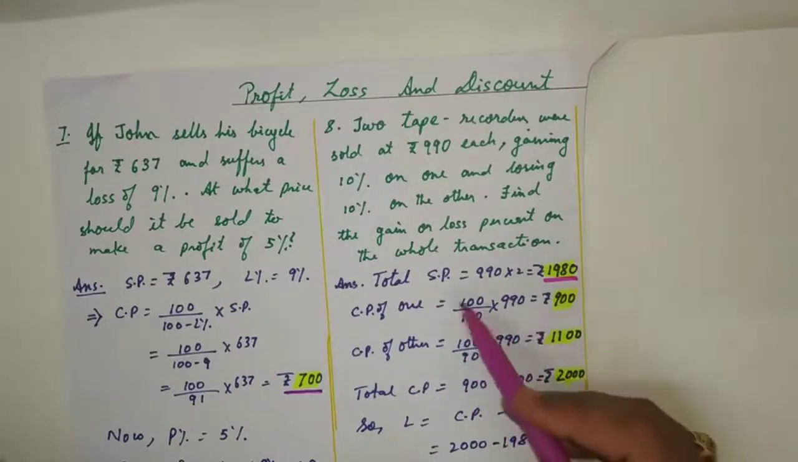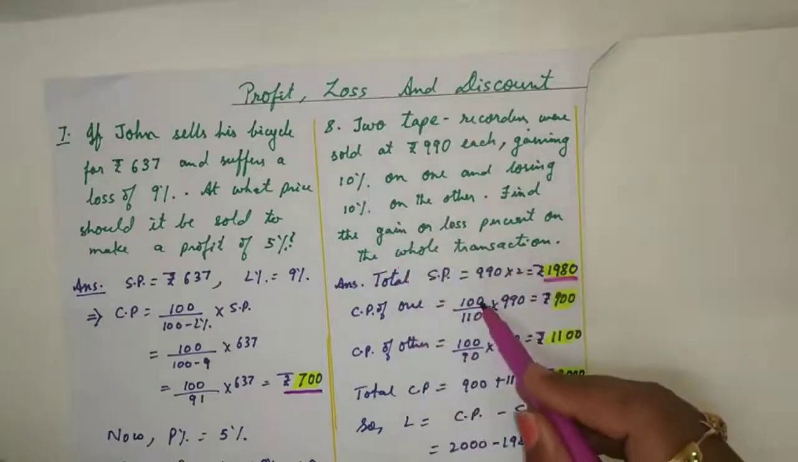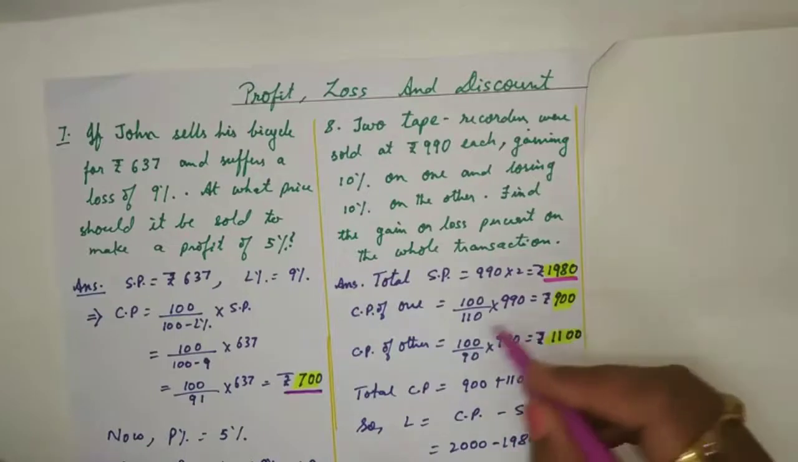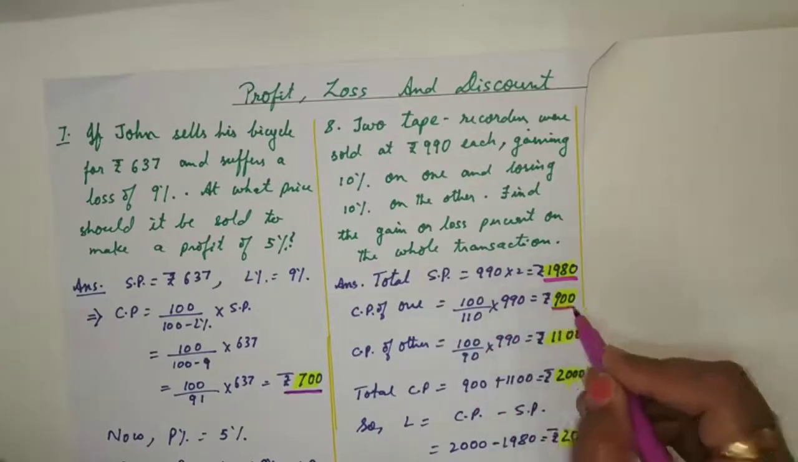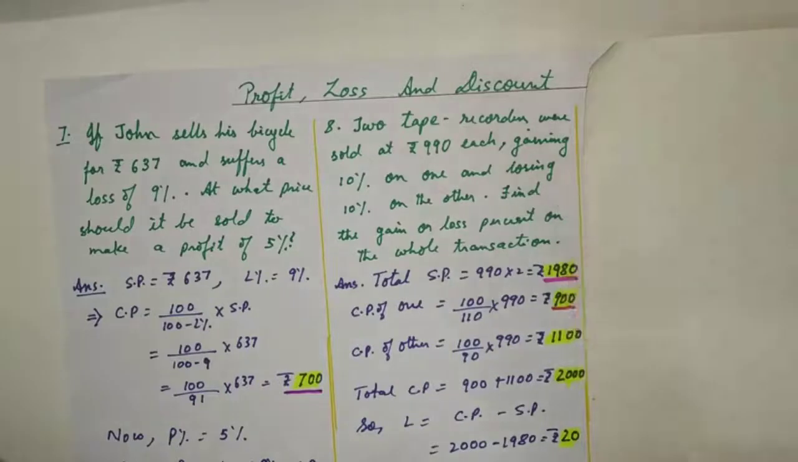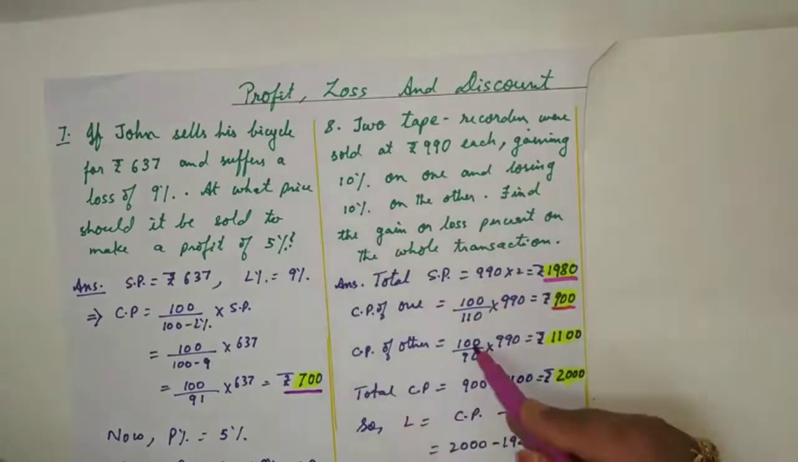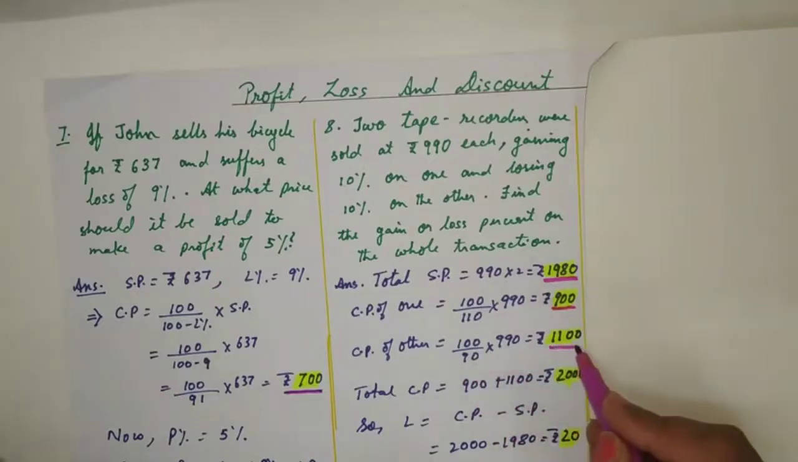So the cost price, as we know the formula, is 100 by 100 plus gain percent into SP. We know our 10% profit. So 100 by 100 plus 10 is 110 into 990. First CP we got as 900. For the second tape recorder, where he had a loss of 10%, it is 100 by 100 minus 10, that is 90, into 990, which is 1100.